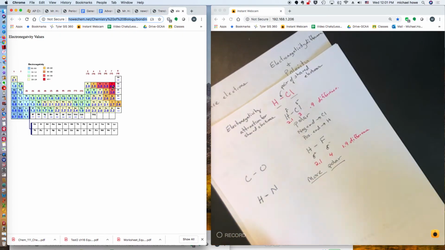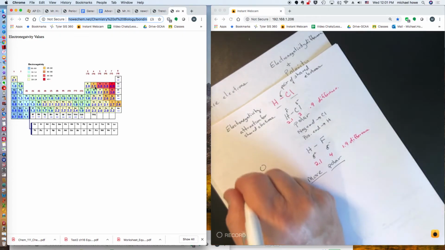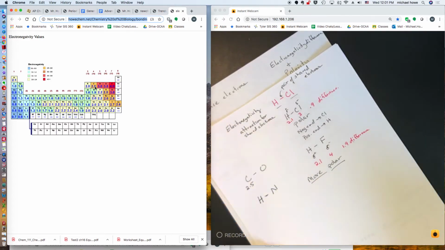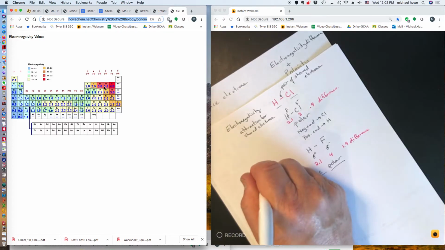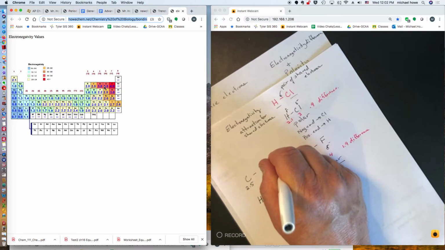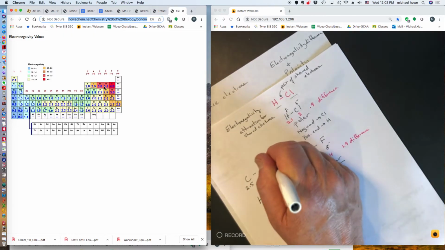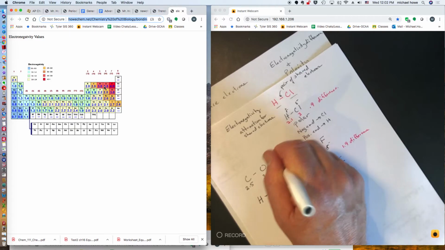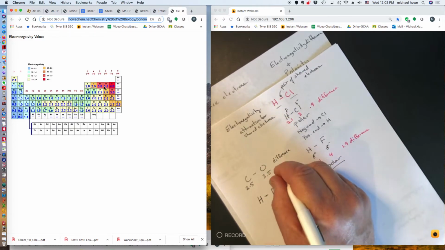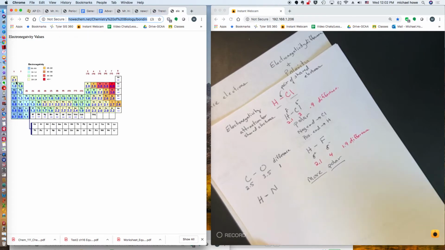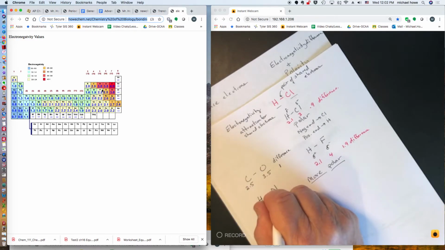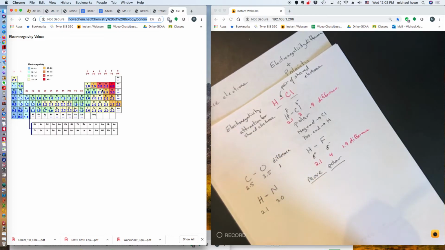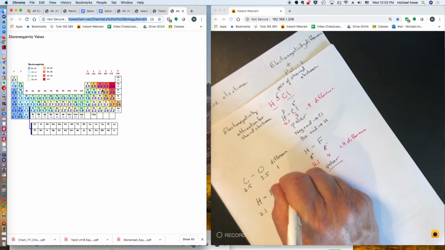Okay, so if you look at the electronegativity of carbon, it's right here, it's 2.5. If you look at the electronegativity of oxygen, it's 3.5. So the difference is 1. I'll write the word difference there to tell us that we're talking about the difference being 1. Look at hydrogen. Remember, hydrogen was 2.1 over here. Nitrogen is 3.0. Okay, so the difference is 0.9.